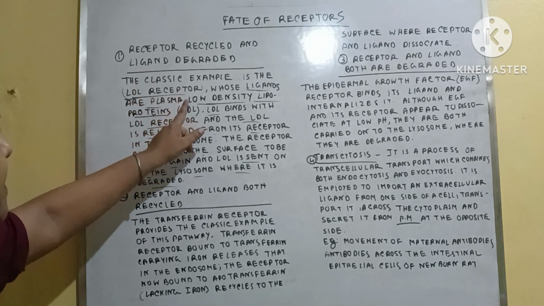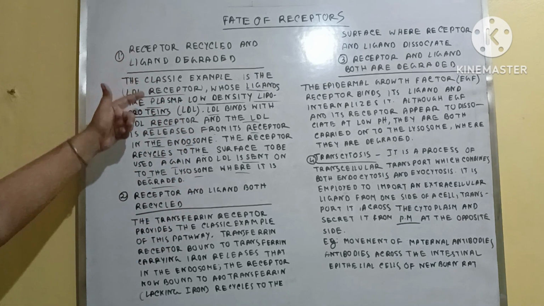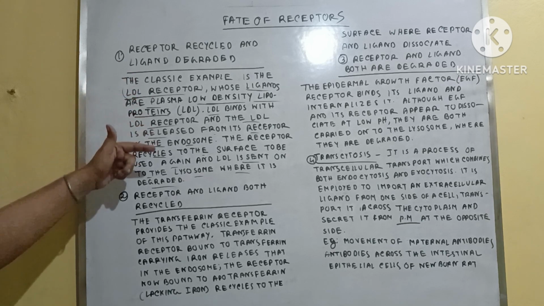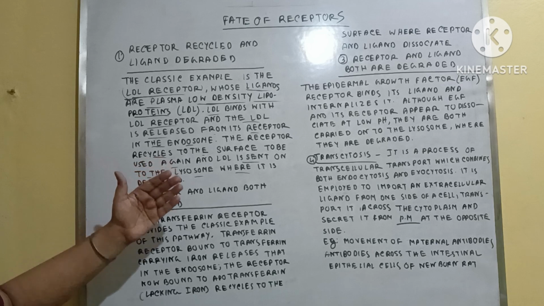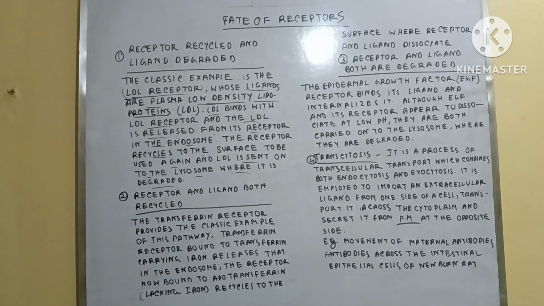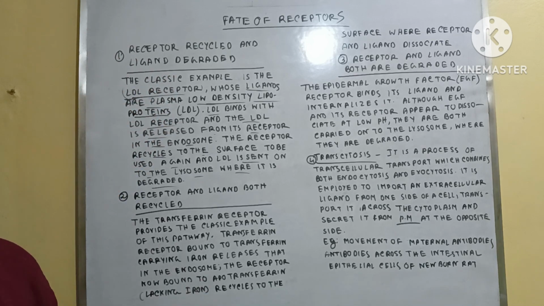But what happened to the receptor? This recycles again to the surface for again continuing the endocytosis process. So what is being said here is that the receptor is recycled and the ligand is degraded within the lysosome.